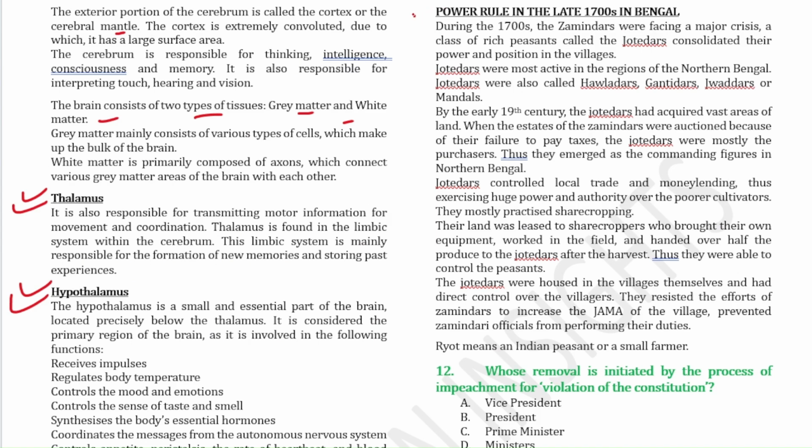So you can go through these points, that is power rule in the late 1700s in Bengal, okay?